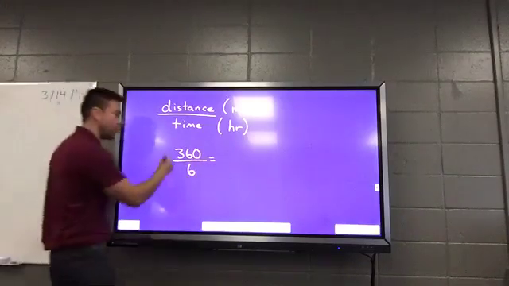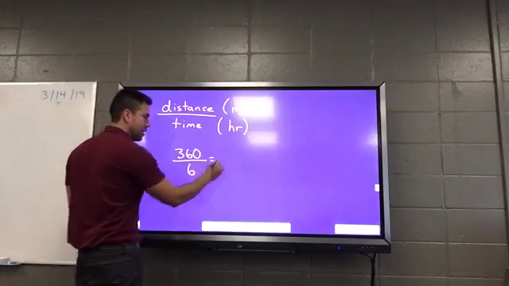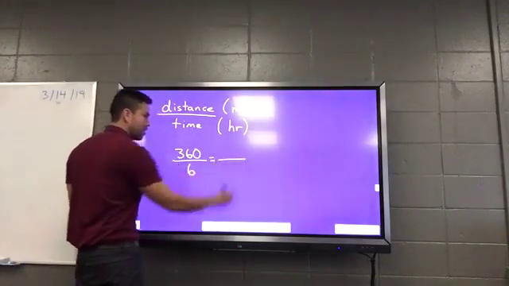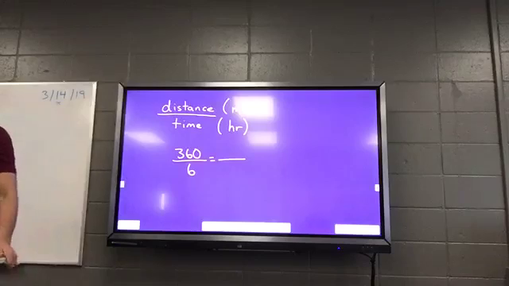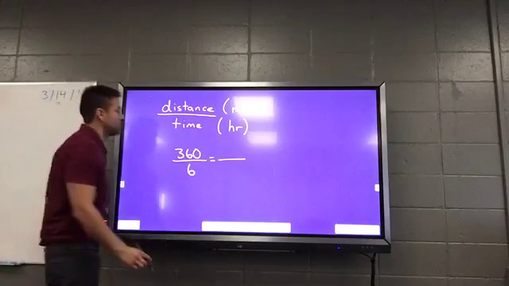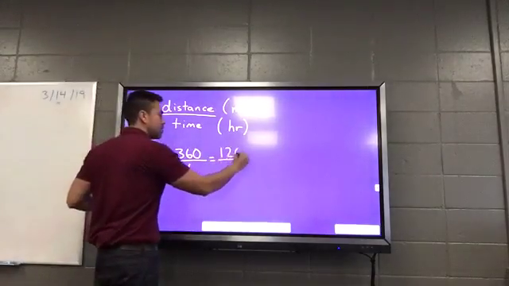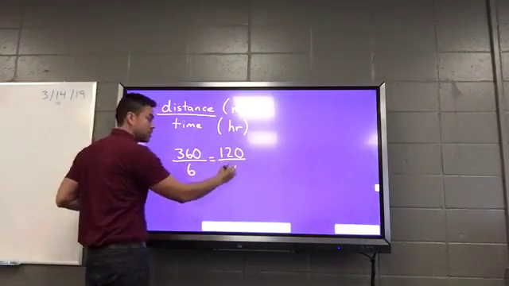But is this a proportion? No, because I need another ratio. Good, ratio. How long does it take for it to travel 120 miles? Where does the 120 go? At the top. So I don't know what this is, right?